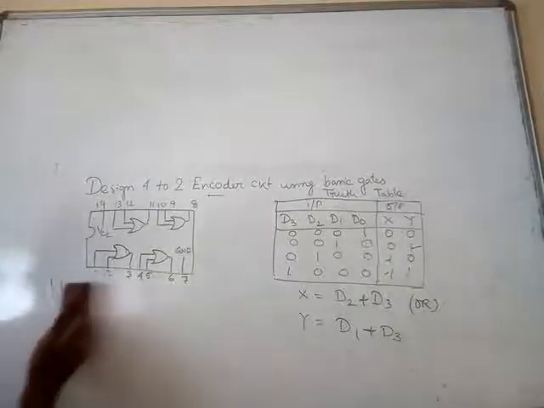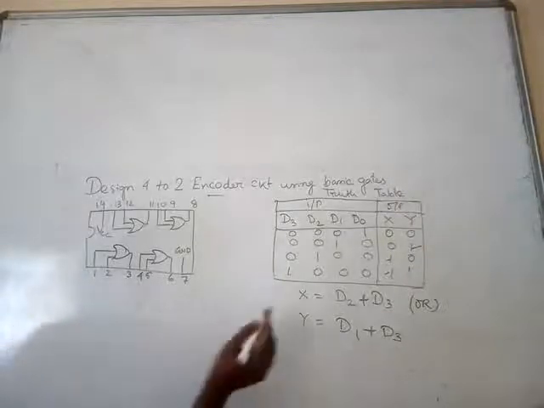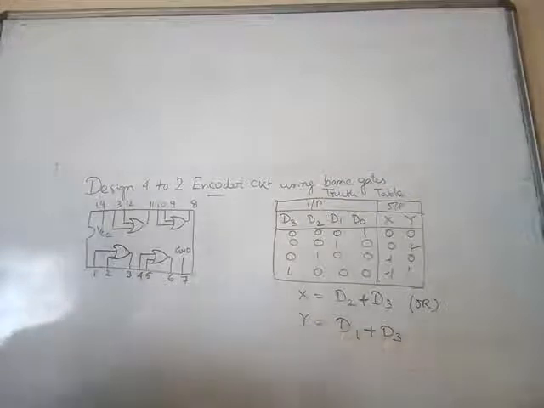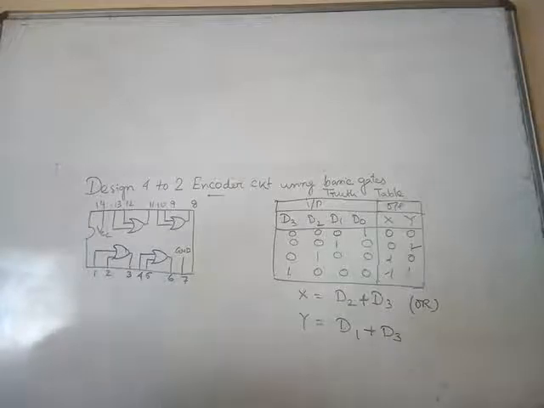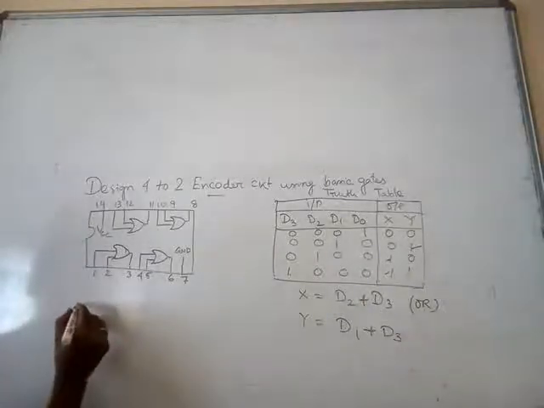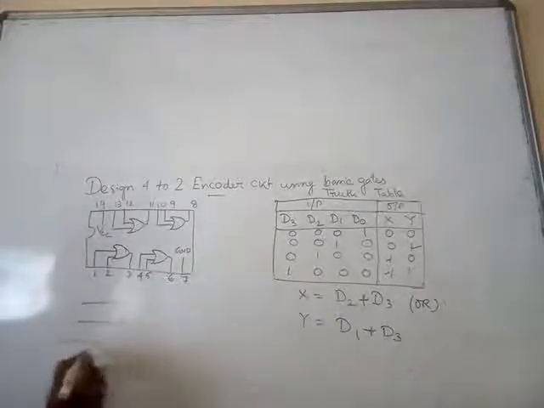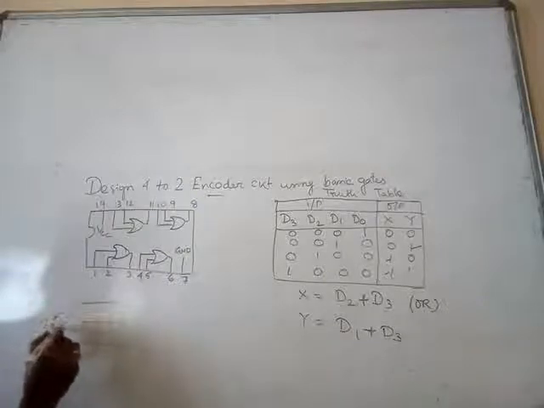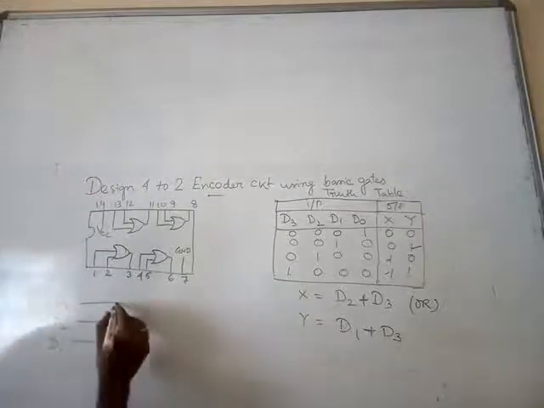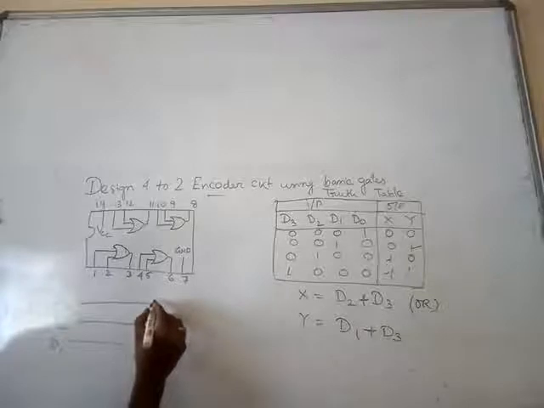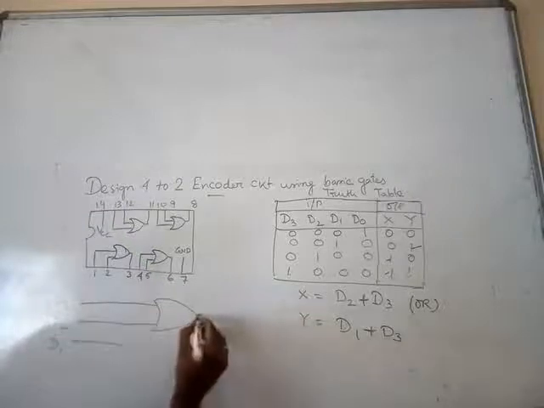Next, we design the circuit as per the expression. You can see D1, D2, D3, and no D0 is there in the expression. So we take D1, D2 and D3. For X, D2 plus D3. So both are going to an OR gate. This is D2 and D3, and the output is X.